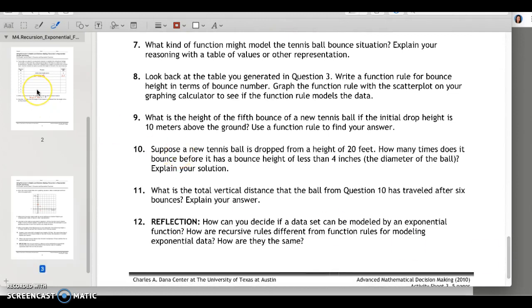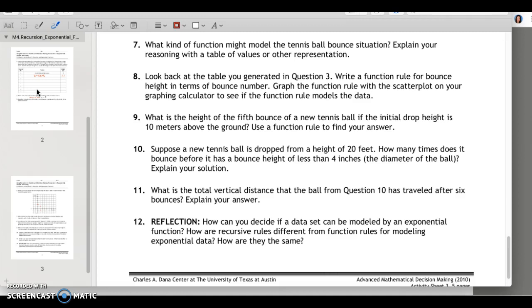Number 7, what kind of function might model the tennis ball bounce situation? Well, it certainly decreases. So is it a linear decrease or exponential? Whatever the kind of function that it is will be your answer to number 7.